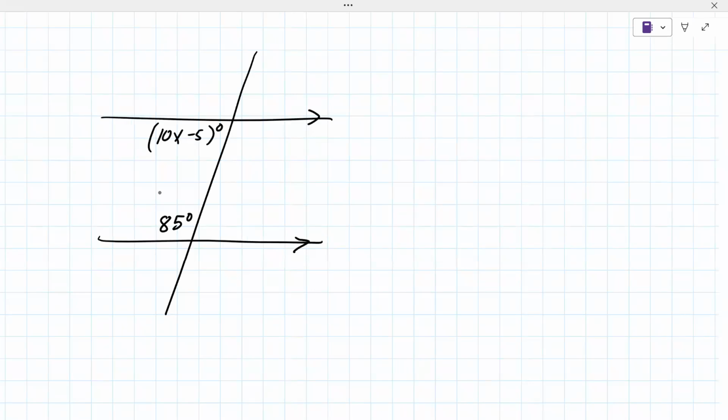Corresponding interior angles or same side interior. Yeah, consecutive interior could be it too, but the difference here is that these add to 180. Yeah, I remember that. Okay, so it's a little different.